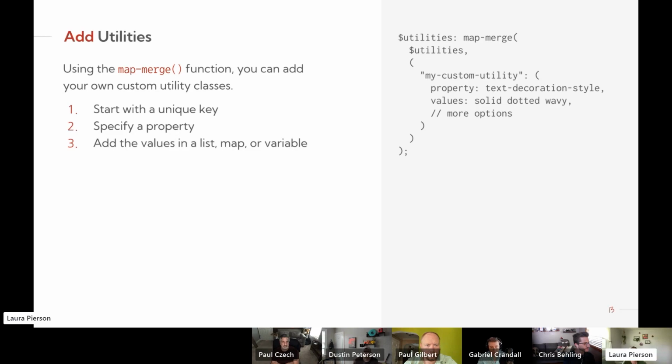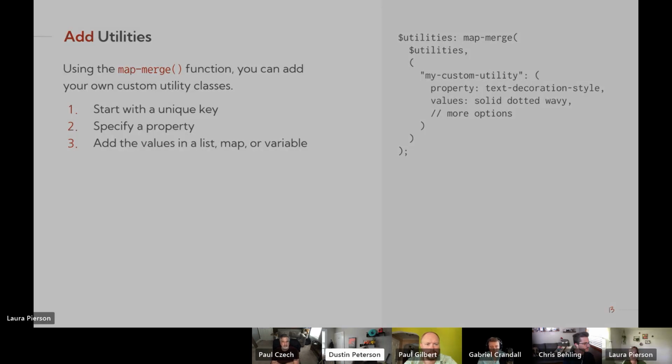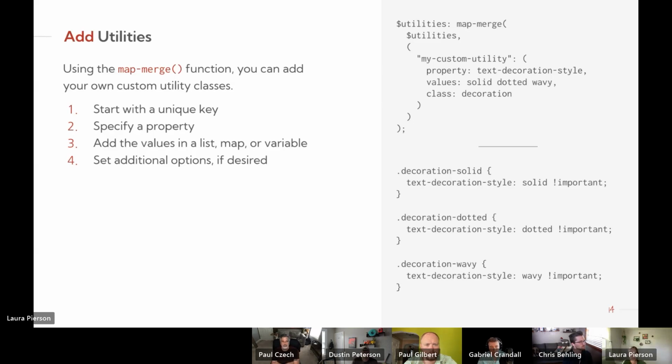Then declare what values you want to output utilities for. So in this case, I'm using solid, dotted, and wavy. And you can set any of the additional options if you want to. Like I set a class property of decoration because I didn't want to put text decoration style in the class name. And then once everything's compiled, you end up with, ta-da, brand new utility classes, should you ever need to have a wavy underline on your text.